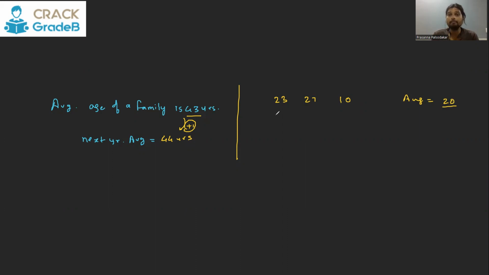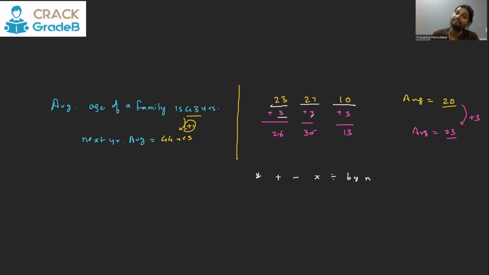If I increase all the numbers, say by 3, the numbers are going to become 26, 30, and 13. And now the average is going to be 39, 36, 23. So as you can see, the average also got increased by 3. So that tells us if we add, subtract, multiply, or divide all the observations by the same number n, like here I've added 3 everywhere, the average also got added by 3.